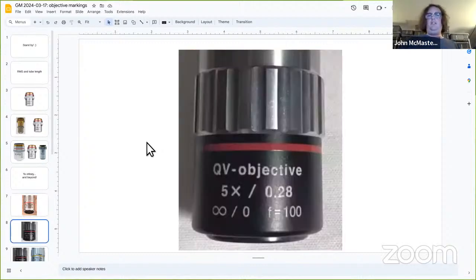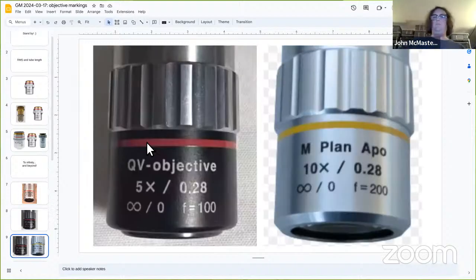You'll see this is another 5x objective, but what if I told you these two objectives are wildly different magnifications? They both say 5x on them, but nowhere close to the same magnification. So why is that? Let's take a look at another comparison here. You'll notice this 5x objective on the left has basically the same specs as the 10x objective on the right. And these are both Mitutoyo objectives. The left is from their Quick Vision System, I think, QV. And the right are kind of the gold standard semiconductor objectives.